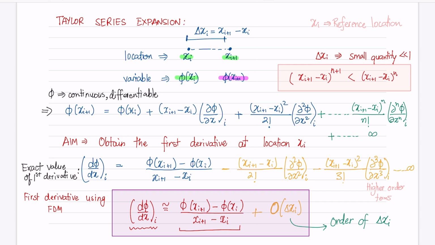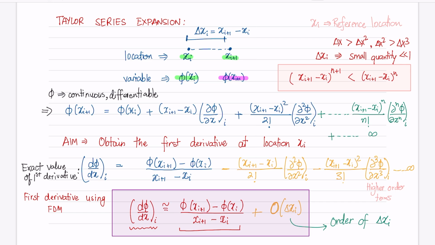So to give you an example of this, if this is the case, then delta x would be greater than delta x squared, and similarly delta x squared would be greater than delta x cubed. And this is only going to be the case if and only if delta x is a small quantity, less than 1, which is ideally true for almost all the CFD problems, or almost all the computational mechanics problems that I have worked with.